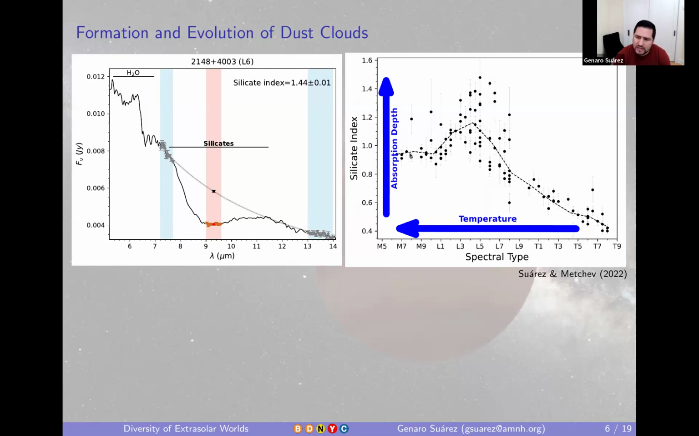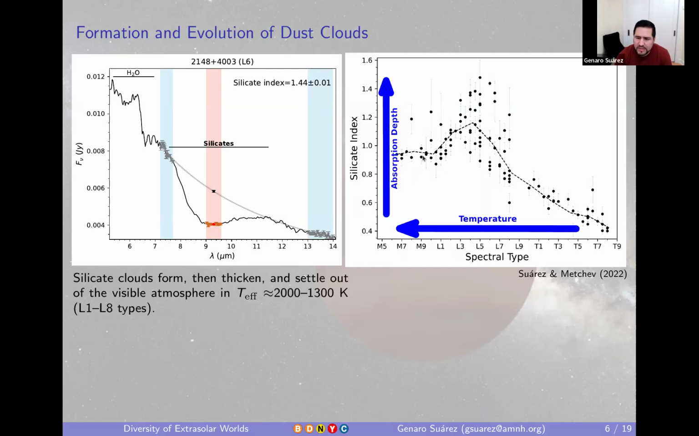And in the absence of silicate clouds, we should expect a decrease of the index with spectral type, just as a consequence of the cooling of the atmospheres and the appearance of ammonia and methane features. But what we see is this bump here. So this is indicative of silicate clouds, and we can learn about the formation and evolution of clouds by inspecting this bump. So we found that the appearance of silicate clouds occurs at a temperature of about 2000 Kelvin, or a spectral type L1 to L2. Then clouds thicken in the atmosphere and they eventually disappear or sediment for objects with a temperature of about 1300 Kelvin, or a spectral type L8.